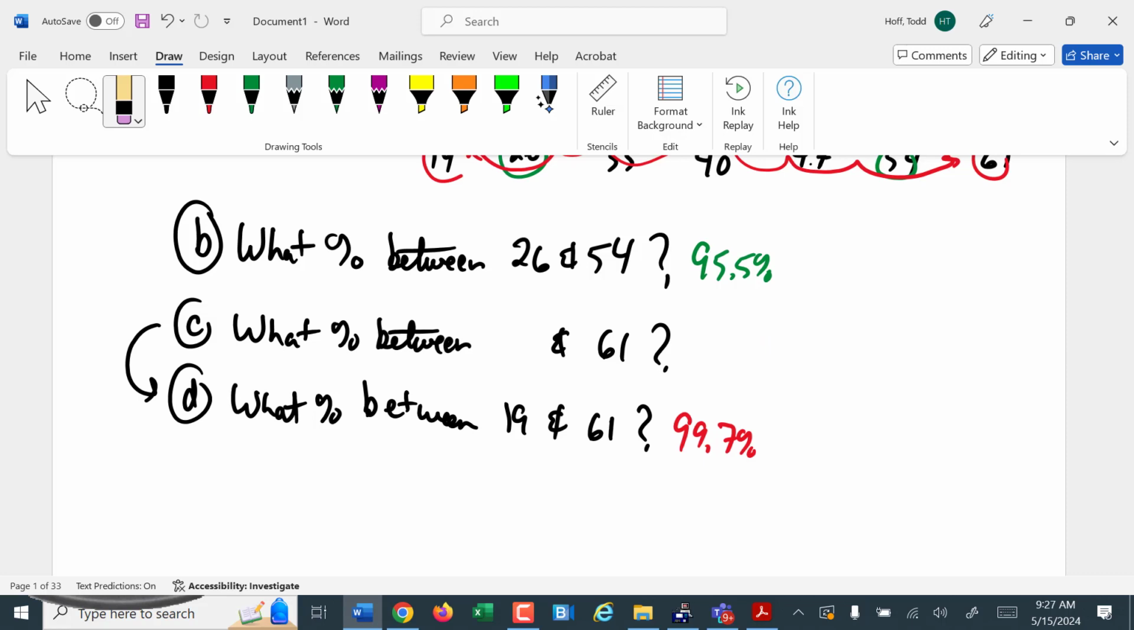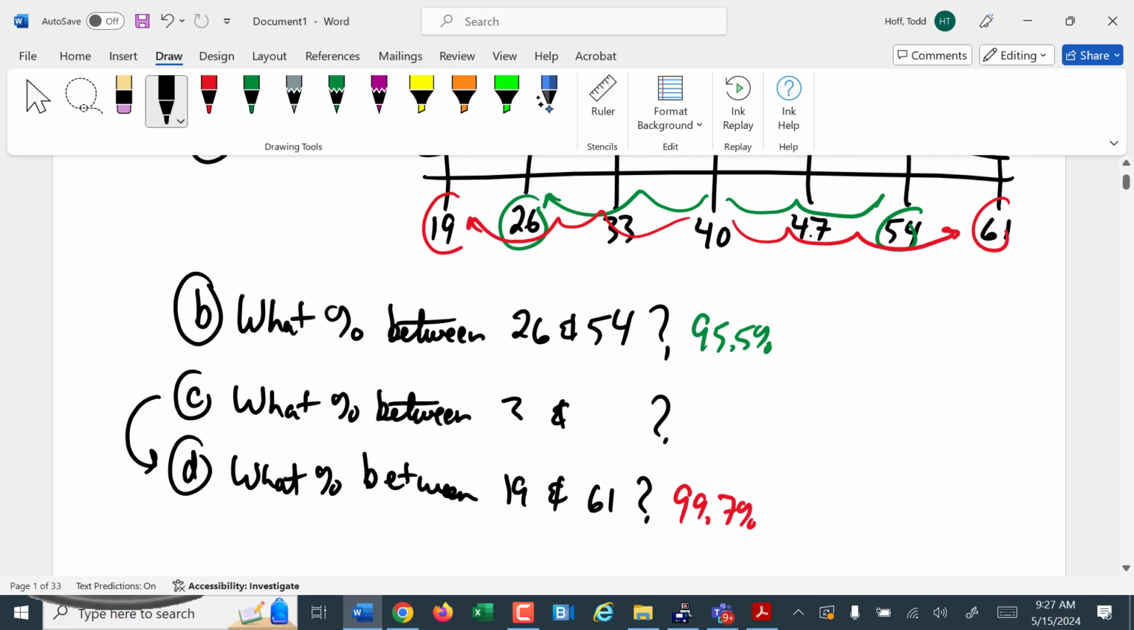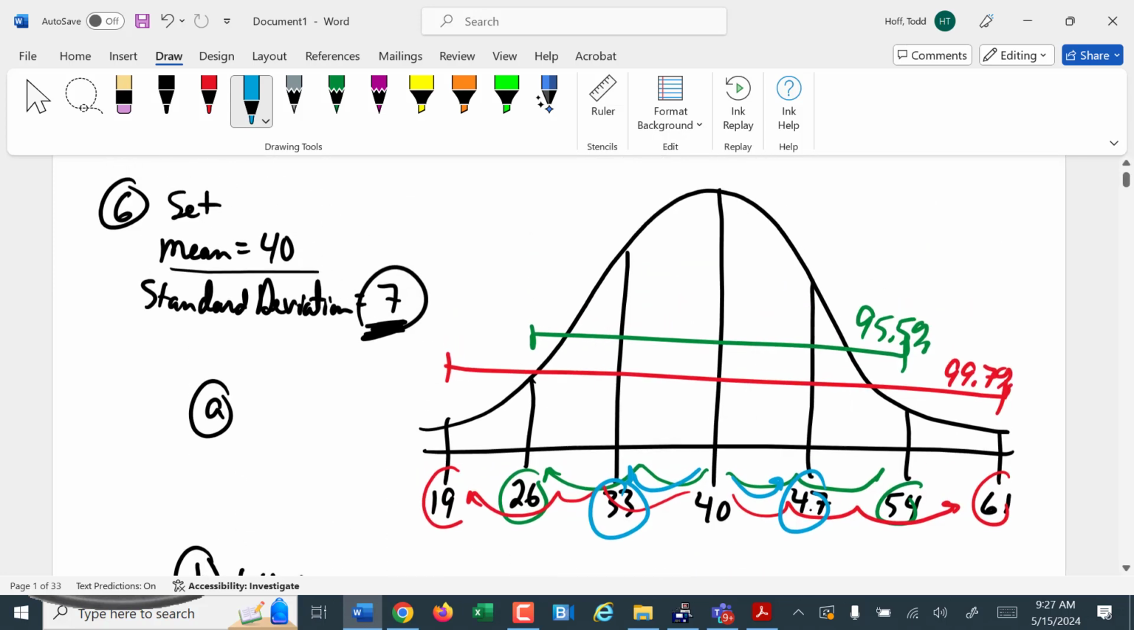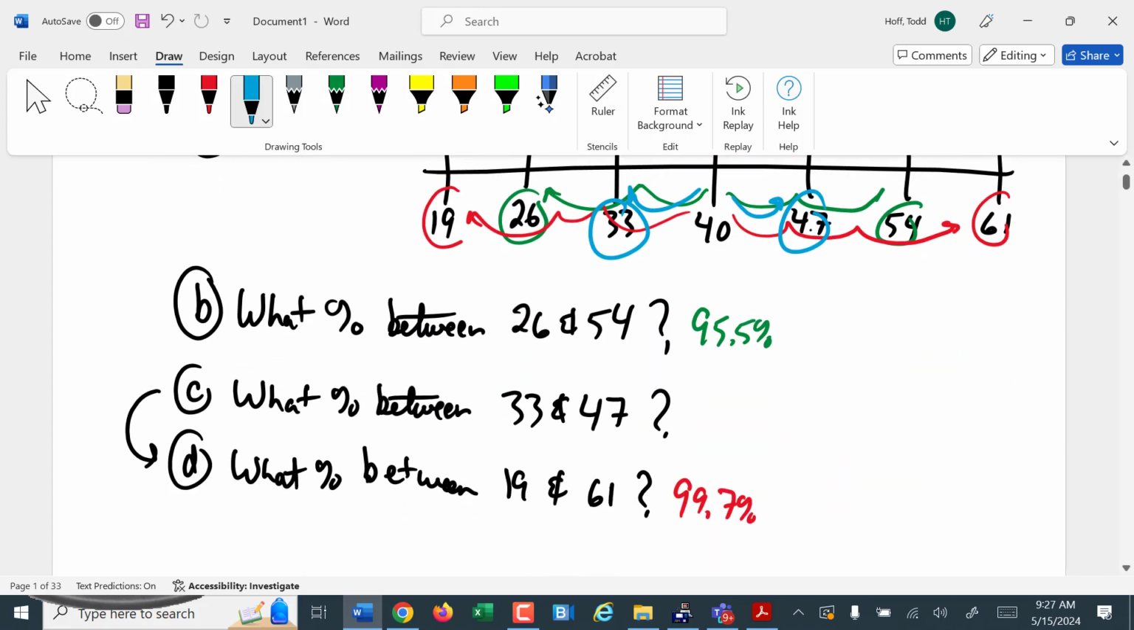Part C would have been the equivalent for part C would have been asking what percent is between 33 and 47. So if I go up here, here's 33, here's 47. That's just 1 step on either side of the mean. The empirical rule tells us if you go only 1 step to each side of the mean, we expect 68.3% to be in that range. So this would be 68.3%.